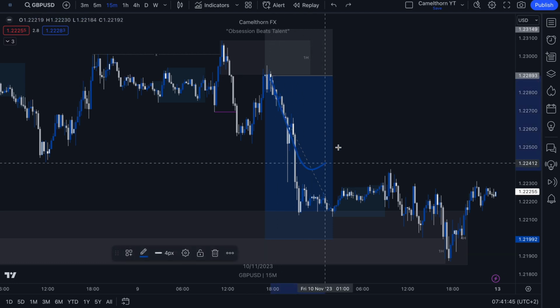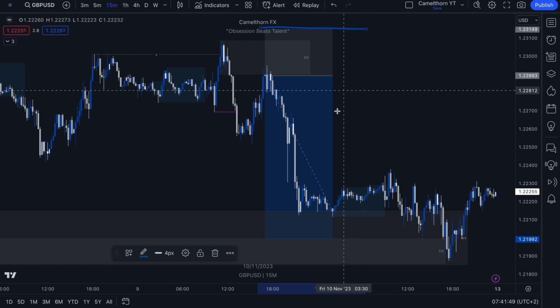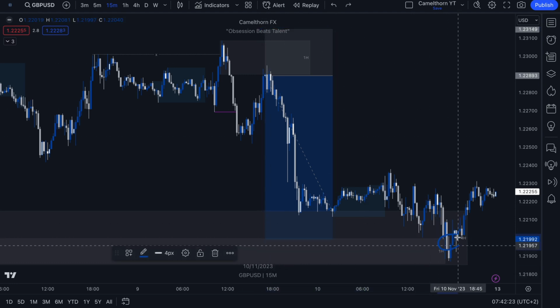We allow price action to trade lower until either our stop loss is hit or our take profit is hit, which is what it did on this occasion.